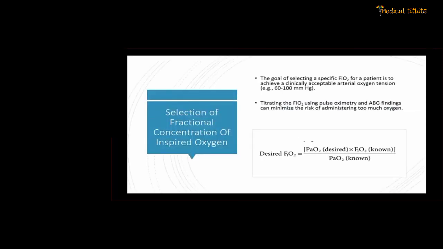How do you select FiO2, or fractional concentration of oxygen? The goal of selecting a specific FiO2 for a patient is to achieve a clinically acceptable PO2, which is around 60 to 100 millimeters of mercury. Titrating FiO2 using pulse oximetry and ABG findings can minimize the risk of administering too much oxygen.